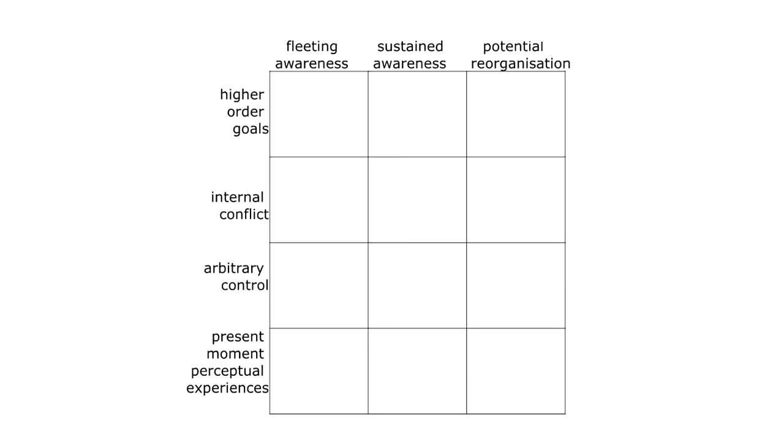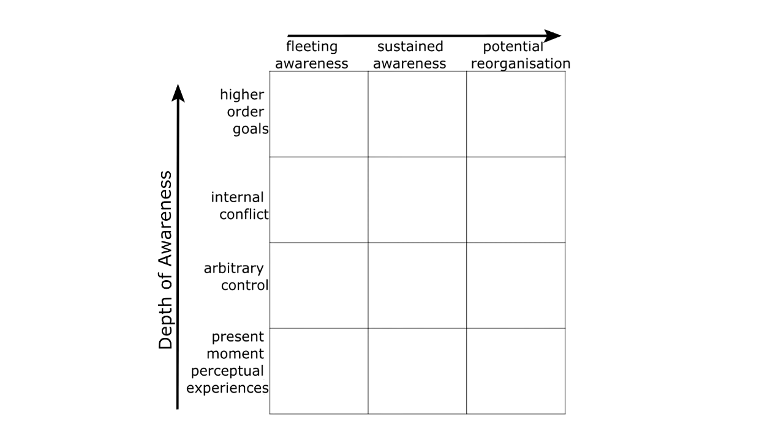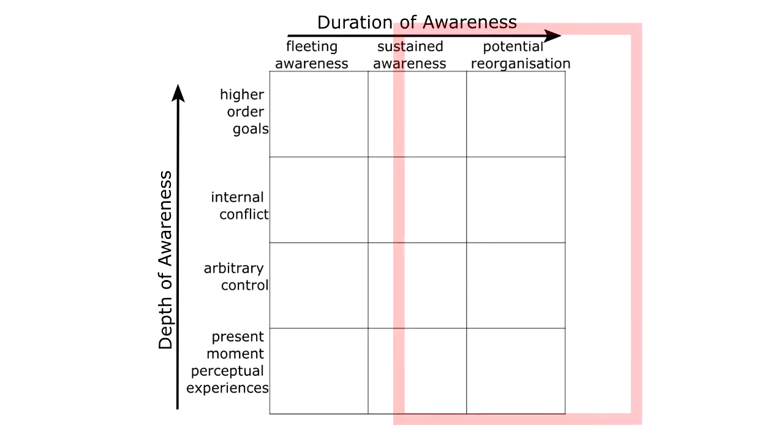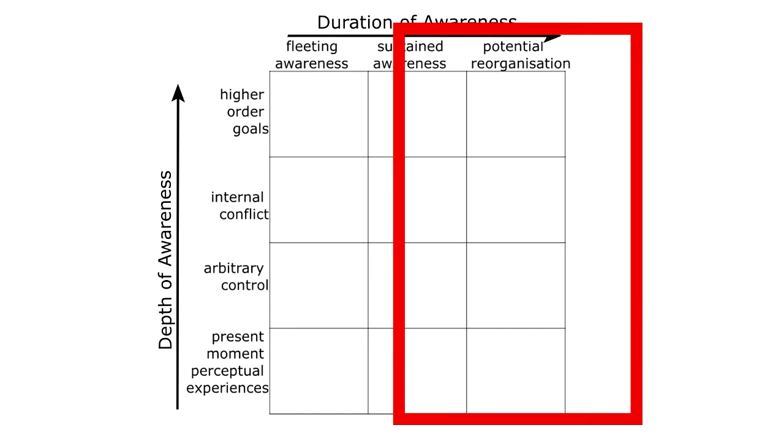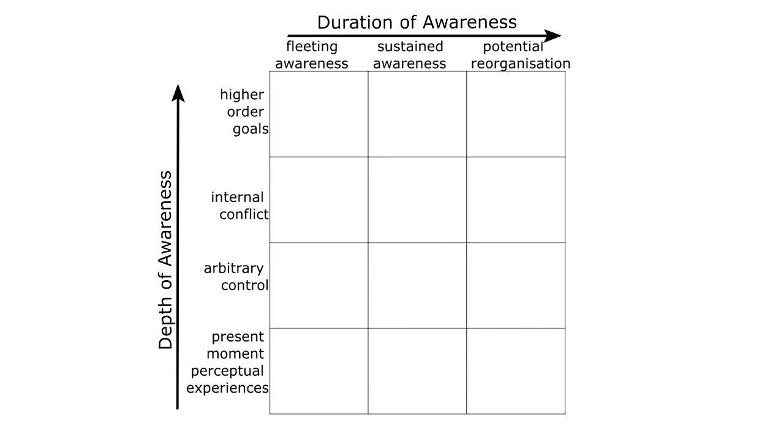The coding scheme is arranged as a matrix, with the upward direction indicating greater depth of awareness and the rightward direction showing longer duration of awareness. And then potential reorganization is coded in the right-hand column. When spontaneous changes seem to appear in what Danny is saying, we've coded this as a potential reorganization, but of course it's just an inference.